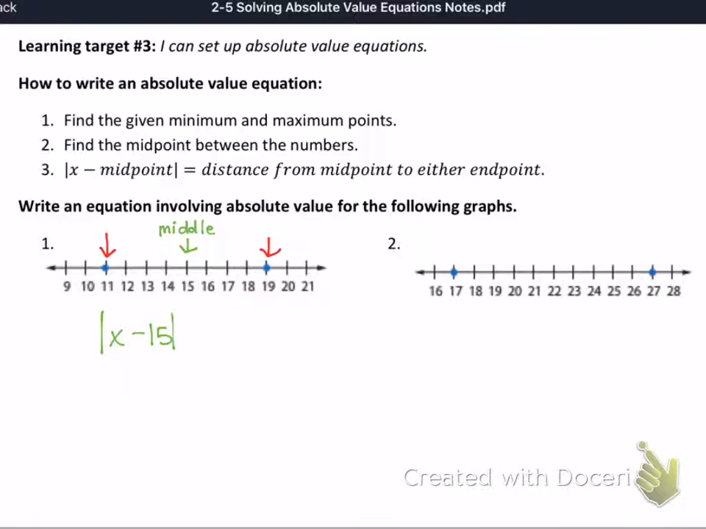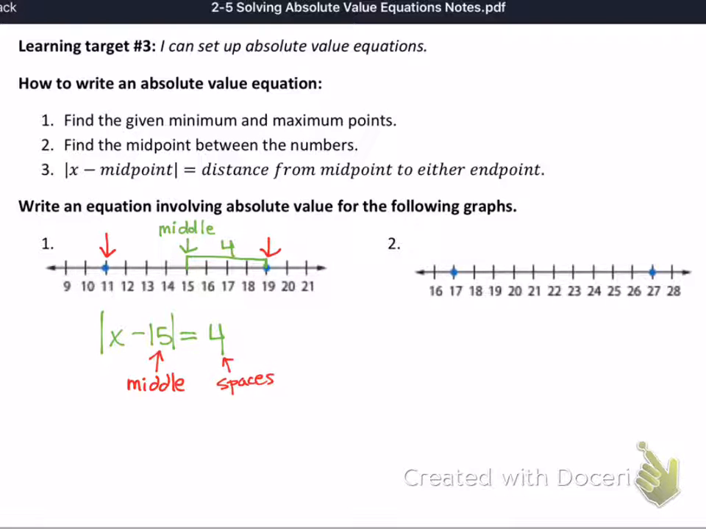The absolute value of x minus 15 equals the distance from that midpoint, so the distance from 15 to either of the endpoints. And so the distance from 15 to one of these endpoints is 4. So the absolute value of x minus 15 is equal to 4 spaces. So again, think of it as 15 is the middle, and 4 is the number of spaces from the middle to one of the endpoints. And so that's how you set up an equation based on the graph.